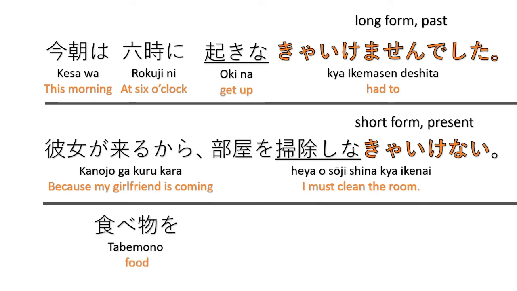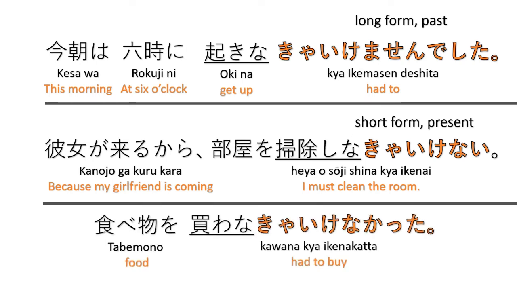And we have, lastly, 食べ物を買わなきゃいけなかった. I had to buy food because my girlfriend is coming.